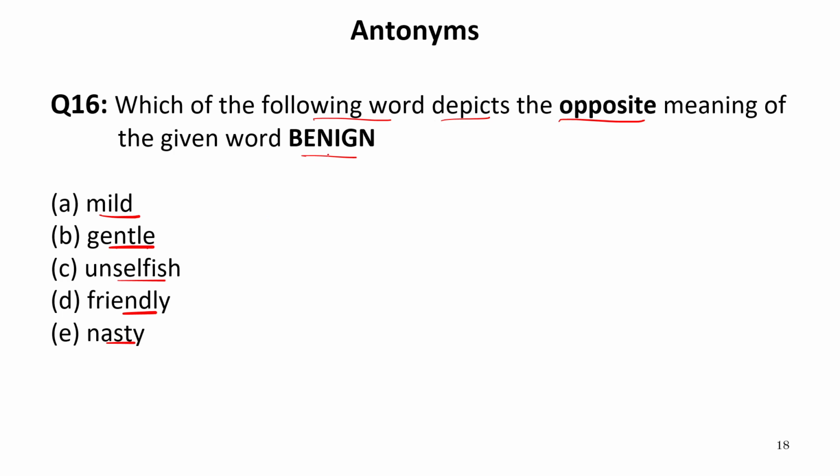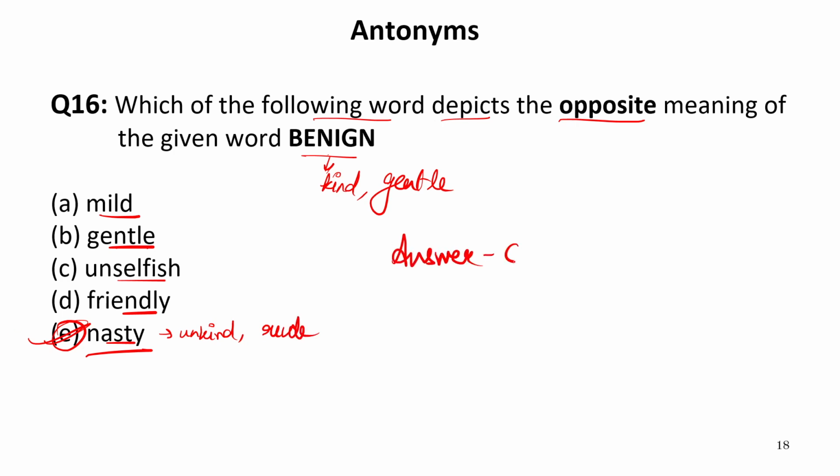Now benign means when someone is very kind, when someone is gentle. So these are the synonyms. Now let us see the antonyms. Obviously antonyms will be nasty. Nasty means when someone is unkind or when someone is rude, when someone is not friendly. So this can be the correct answer. So our answer is C. Now rest can be the synonyms of this particular word.